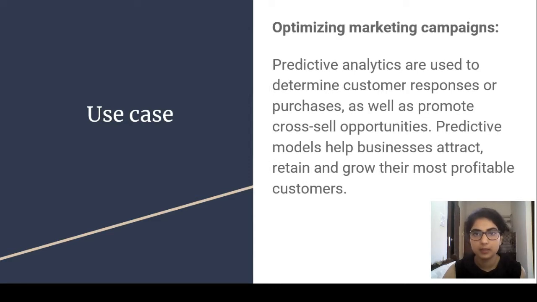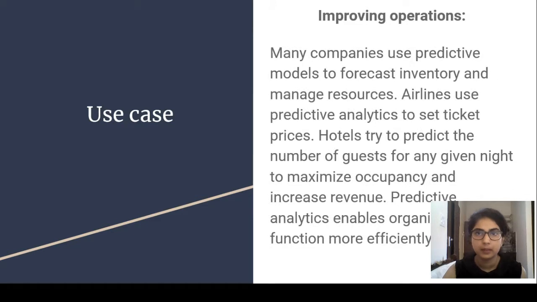Optimizing marketing campaigns. Like we discussed earlier, predictive analytics are used to determine customer responses or purchases as well as promote cross-sell opportunities. Predictive models help businesses attract, retain, and grow their most profitable customers. Improving operations. Many companies use predictive models to forecast inventory and manage resources. Airlines use predictive analytics to set ticket prices. Hotels try to predict the number of guests for any given night in order to maximize occupancy and increase their revenue. Predictive analytics enables organizations to function more efficiently.